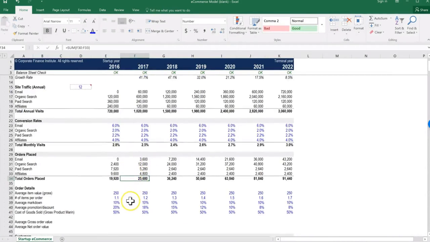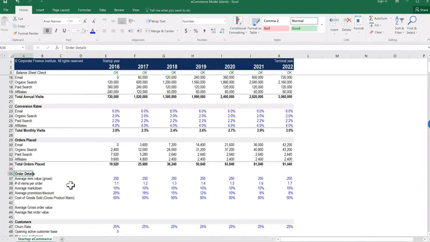Below the number of orders, I've got a section called Order Details. These are critical assumptions that will drive economics of your business. The first is, what is the average item value that you're selling on your site? Whether you're selling socks, plates, electronics, or digital goods, you're going to need to have an item value. Then you're going to need to have an assumption for the number of items per order that customers are placing. This could range widely by industry or type of business, but it could be anywhere from 1 item per order to high volume, sort of 10 item per order type business.